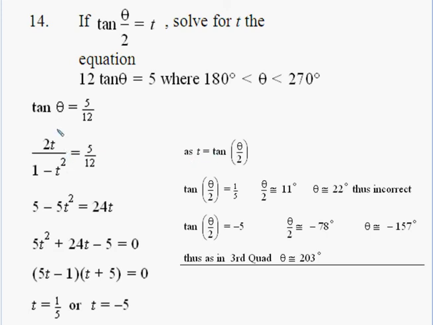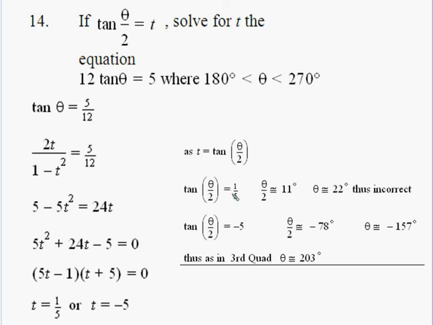So tan theta, 2t on 1 minus t squared, we multiply by the denominators on both sides, gives us this expression, the 5 minus 5t, and then equal to 24t. If we take it across and then solve that quadratic, we get t is 1/5, or t is equal to minus 5.